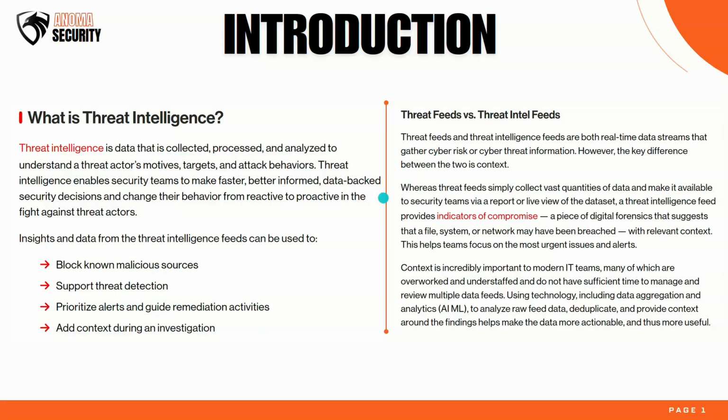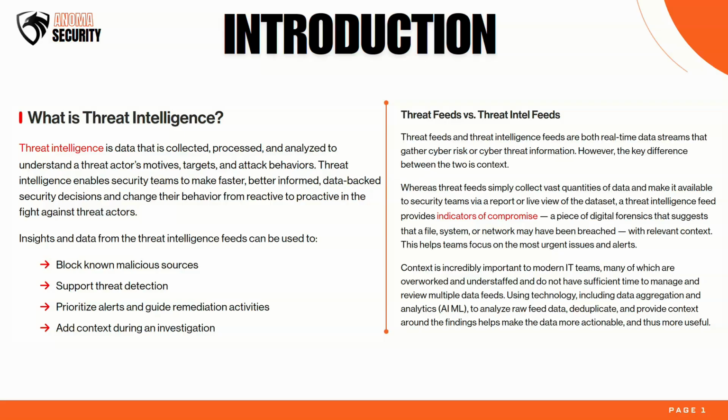On the right-hand side you can see the comparative analysis of threat feeds and threat intel feeds. So what exactly are these? If we read, threat feeds and threat intelligence feeds are both real-time data streams that gather cyber risk or cyber threat information. However, the key difference between the two is context. The context is the differentiating factor. So what exactly are threat feeds? These are basically just data streams from internet sources to gather cyber risk and cyber threat information.